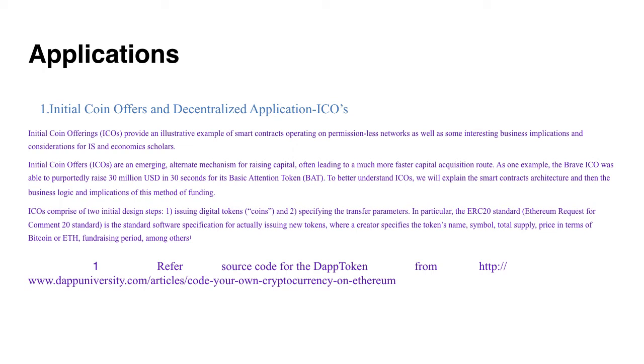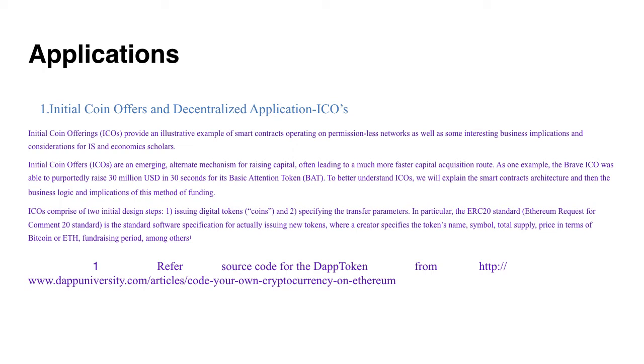Okay, so initial coin offerings are an emerging alternate mechanism for raising capital, often leading to a much faster capital acquisition route. However, since this is not regulated, there is scope for a lot of scams in this sector, because of which the United States has virtually banned all ICOs except those registered with the SEC for private coin or token offers. To better understand ICOs, explain how smart contract architecture and the business logic implications of this method of funding exist.